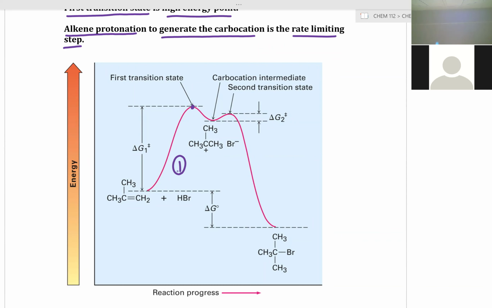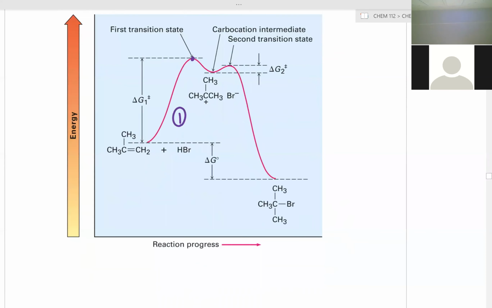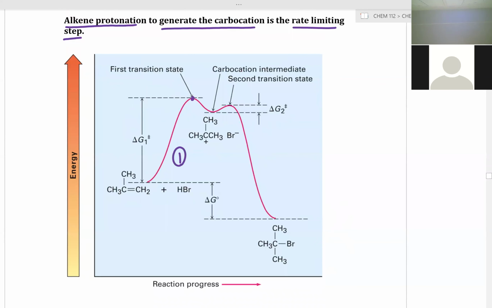Yes, perfect. Okay. So our step one is the rate limiting step. After we generate our carbocation, the addition step is not rate limiting, it's relatively fast.